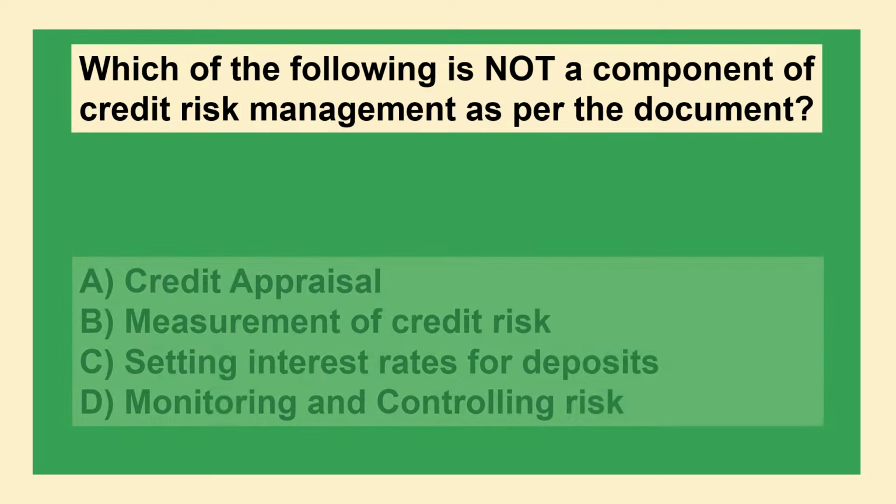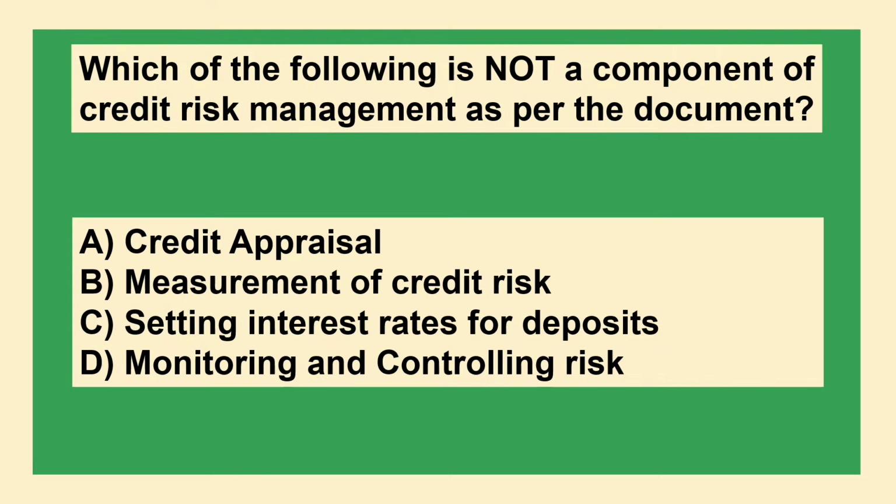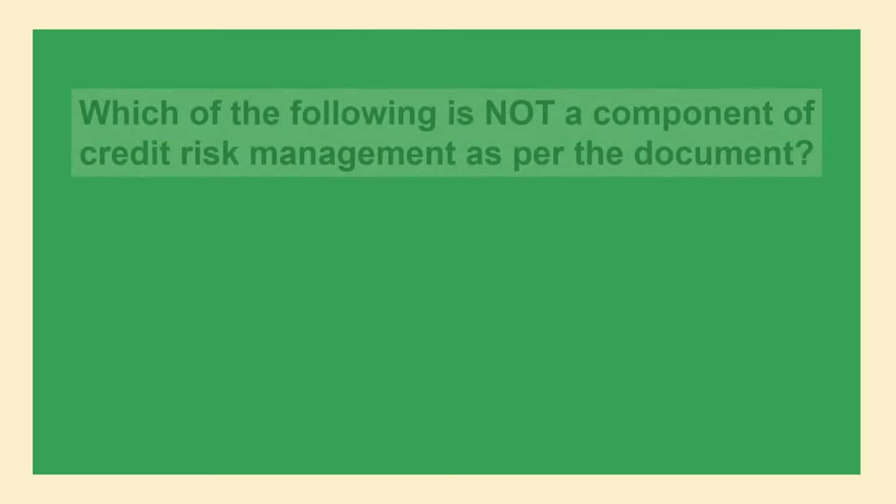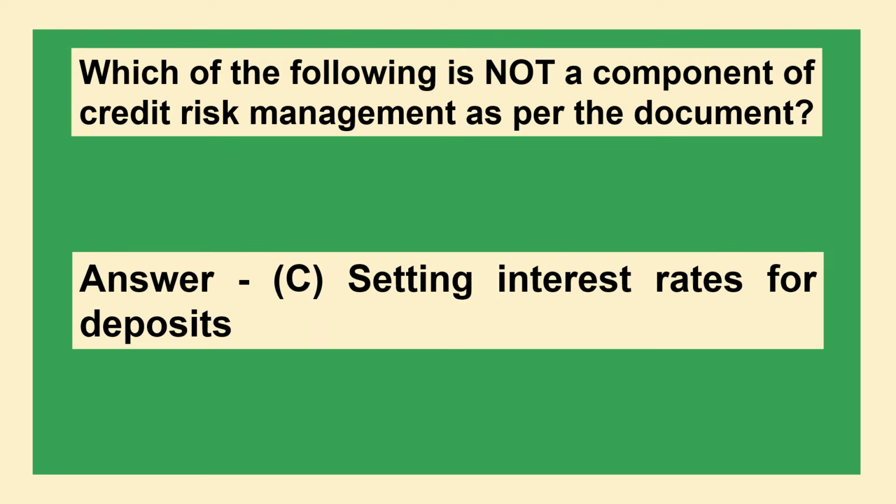The next question is, which of the following is not a component of credit risk management as per the document? Option A, credit appraisal, option B, measurement of credit risk, option C, setting interest rates for deposits, option D, monitoring and controlling risk. And the correct answer is option C, setting interest rates for deposits.